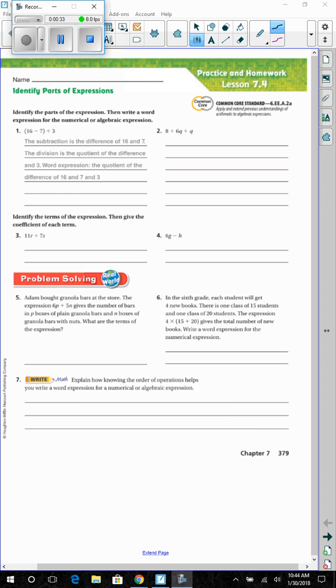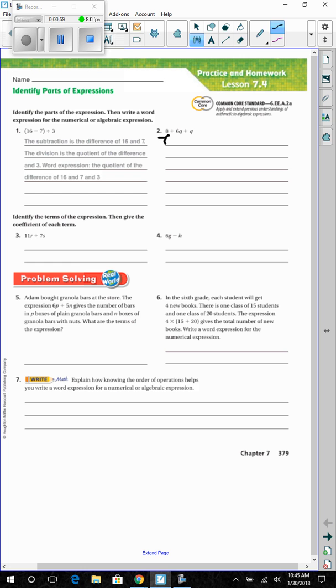Okay, so they wrote down here the subtraction is the difference of 16 and 7. The division is the quotient of the difference of 16 and 7, and 3. Word expression: the quotient of the difference of 16 and 7, and 3. Number 2. 8 plus 6q plus q.